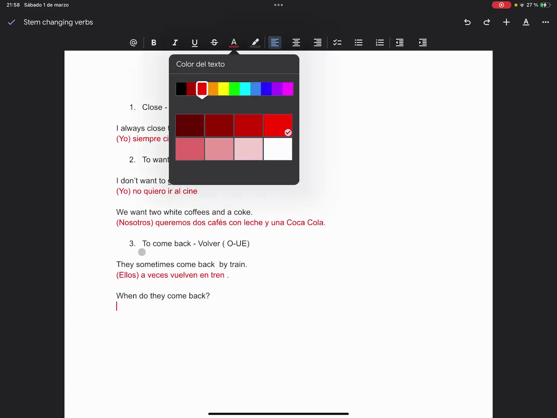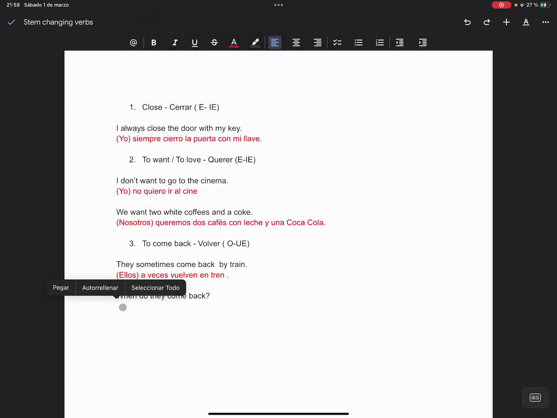Vale, easy peasy. How do you say when? Well, remember you have to start the question with a symbol. And when? ¿Cuándo? ¿Cuándo vuelven ellos? ¿Cuándo has an accent. ¿Cuándo vuelven ellos? When are they coming back? When do they come back?